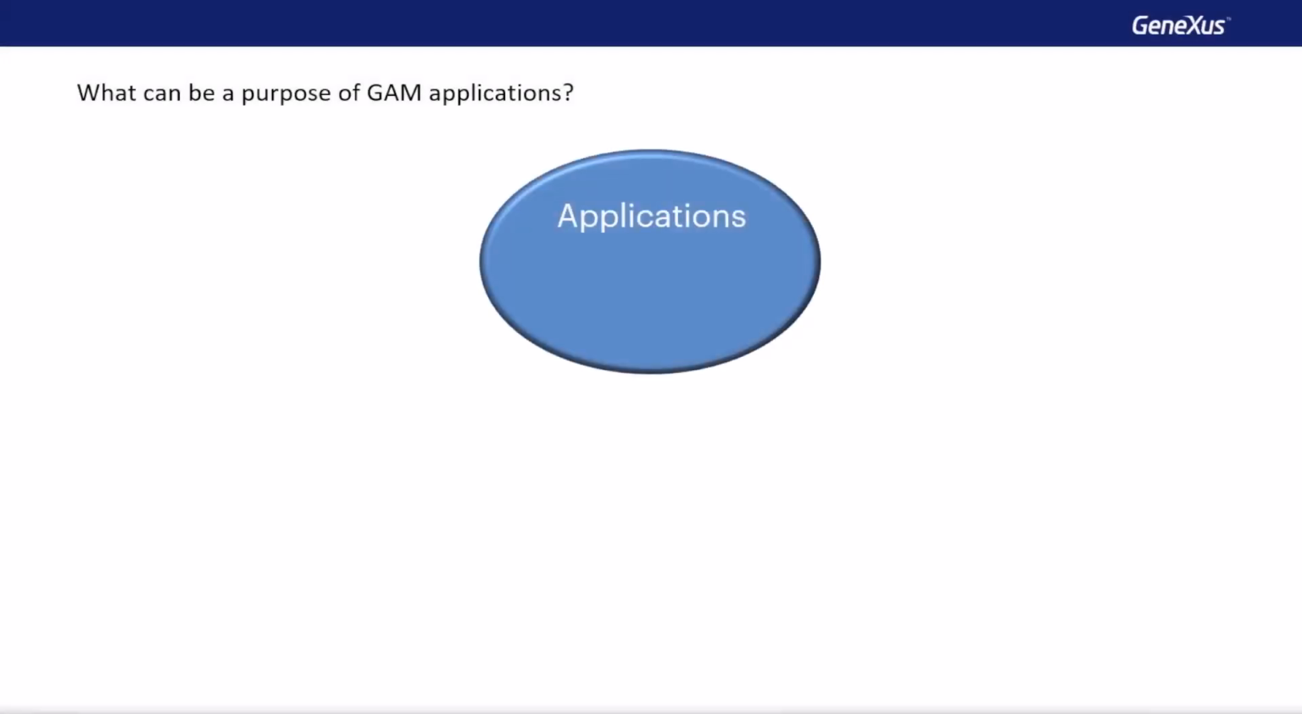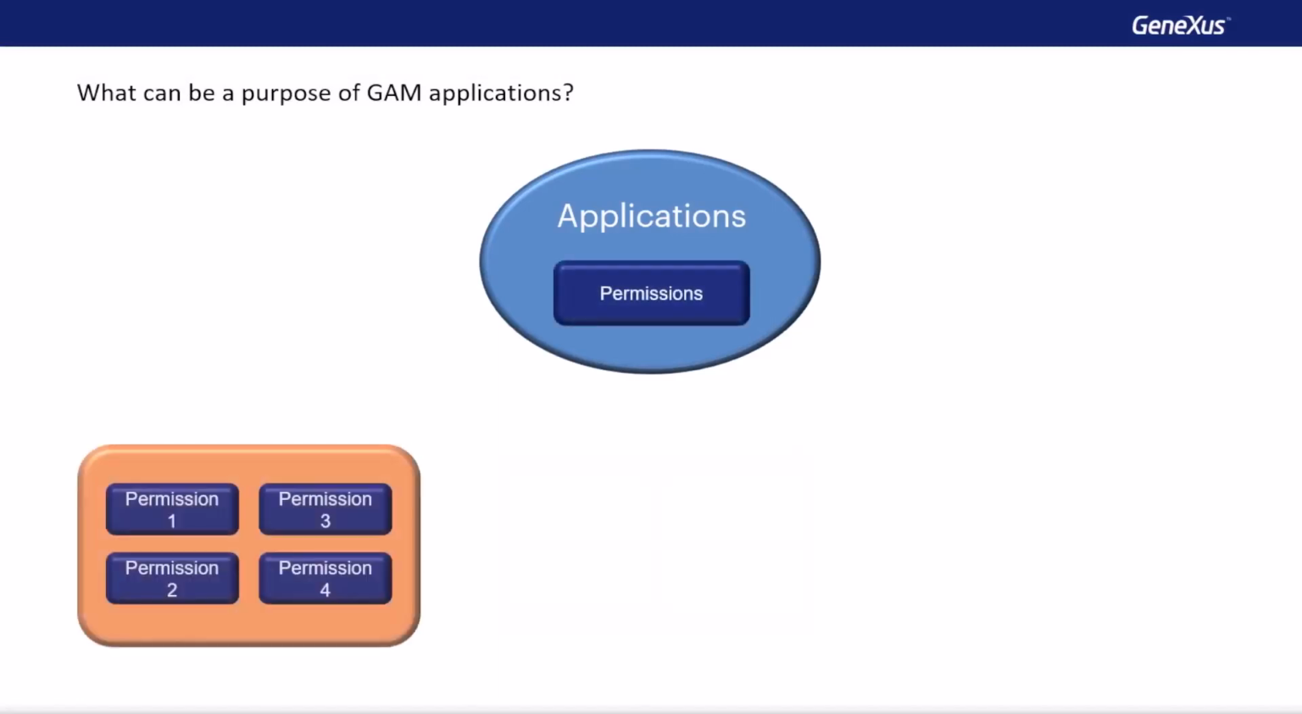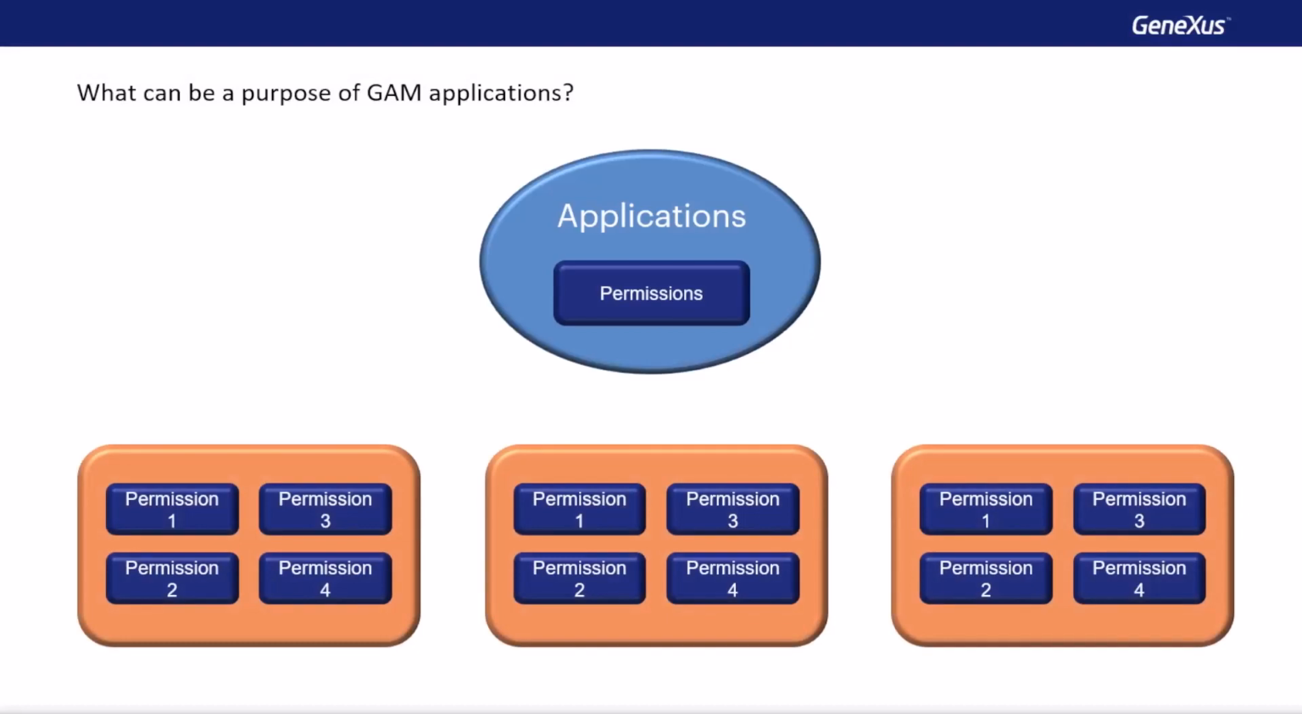What could be a purpose of Gam applications? One of them may be to associate permissions with these applications and form permission groups. Since permissions are checked against the running application, when the user logs into a repository and a permission is needed to perform an action, the permission must be defined in the Gam application that's running, and must have a role where this permission is granted.